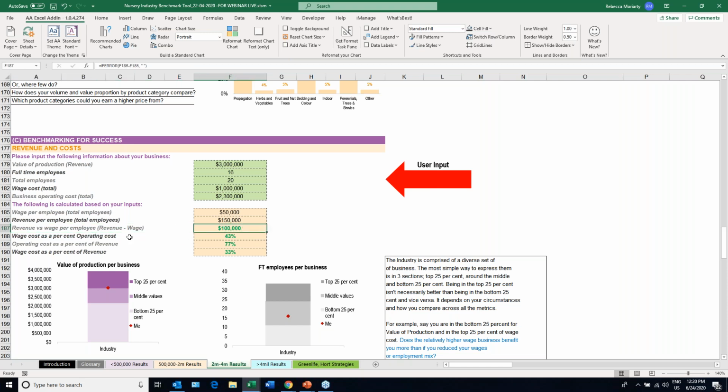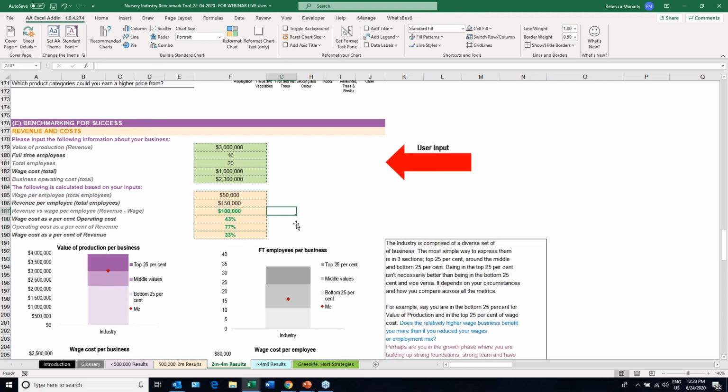So that's 100,000. And then some fractions here: wage cost as a percent of operating cost, operating cost as a percent of revenue, and then wage as a percent of revenue. But we don't need to necessarily worry about these numbers because we'll go down and look at the charts. They're more interesting. So what are these charts?